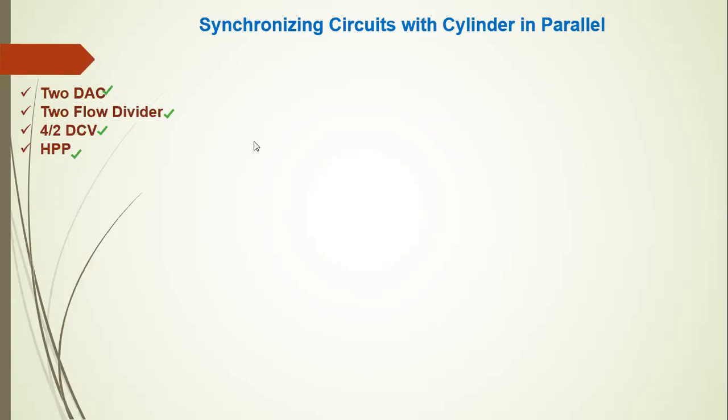Now let's start to draw the synchronizing circuit with cylinders in parallel. First we draw the normal parallel connection drawing. First required is a hydraulic power pack. So here I draw one hydraulic power pack, with the short symbol for hydraulic power pack.